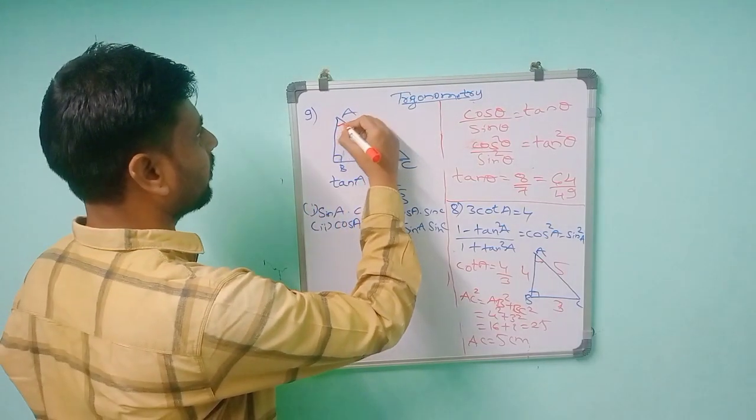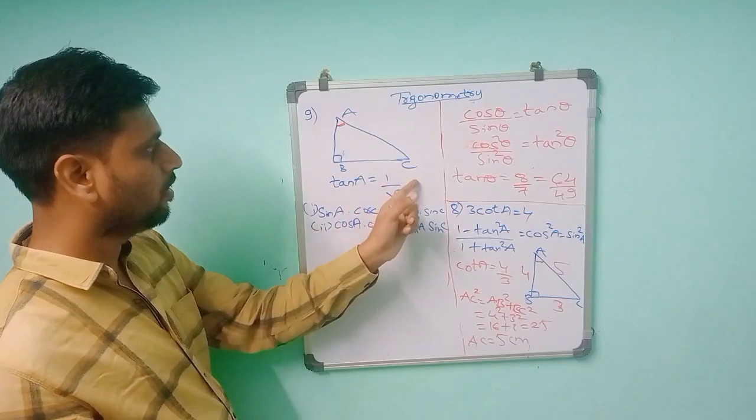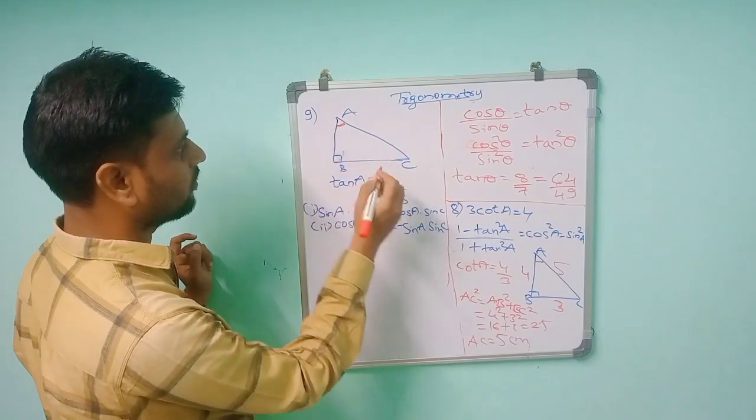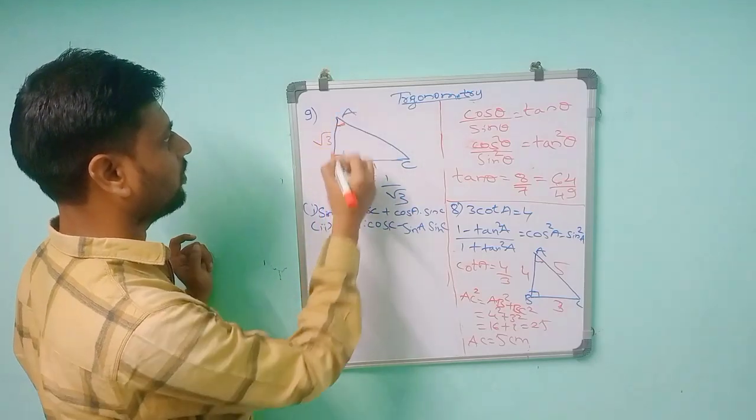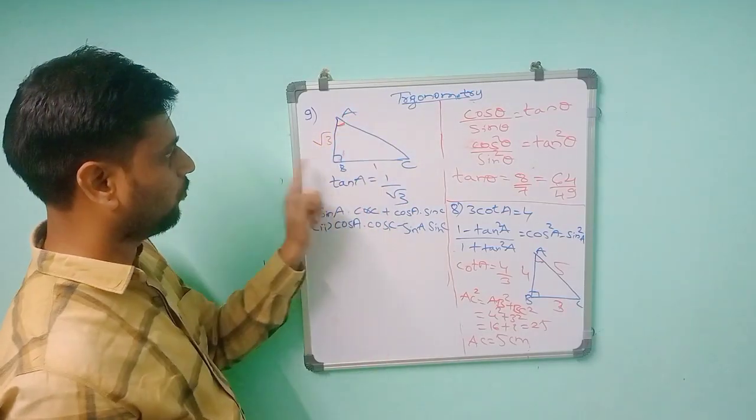Here tan A is nothing but this is the angle. So for tan A means opposite by adjacent. For this, opposite is BC, so it will be 1, and adjacent will be this one, 3. This adjacent for the A angle is AB. So root 3, 1 by root 3 we got.